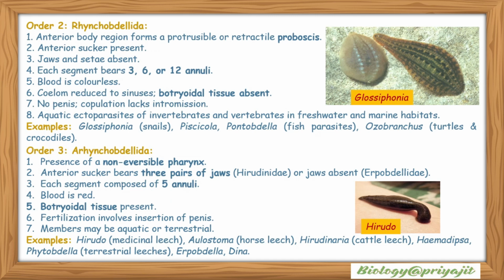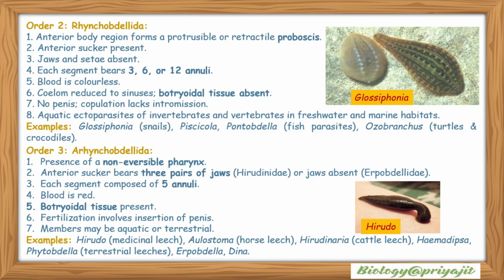Rhynchobdellida: their anterior body region forms a protrusible or retractable proboscis. Their anterior sucker is present, their jaws and setae are absent. Each body segment bears 3, 6 or 12 annuli. The body is colorless. The coelom is reduced to sinuses. Botryoidal tissue is absent in their body. There is no penis. Copulation lacks intromission. So they are aquatic ectoparasites of invertebrates and vertebrates in freshwater and marine habitats. Examples include Glossiphonia, Piscicola, Pontobdella, Ozobranchus, etc.